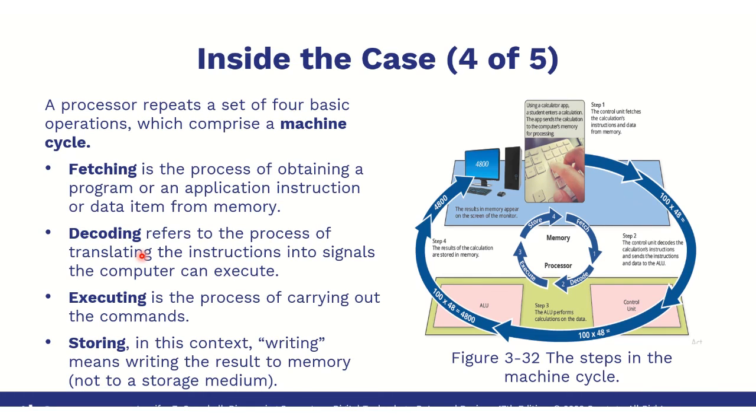A processor repeats a set of four basic operations, which comprise a machine cycle. Fetching is the process of obtaining a program or application instruction, or data, from memory. Decoding refers to the process of translating the instructions into signals the computer can execute. Executing is the process of carrying out the commands. Storing, in this context, means writing the result to memory, not to the storage medium.